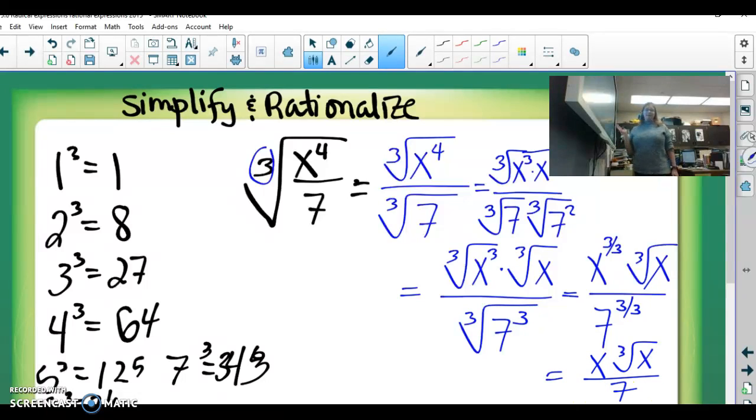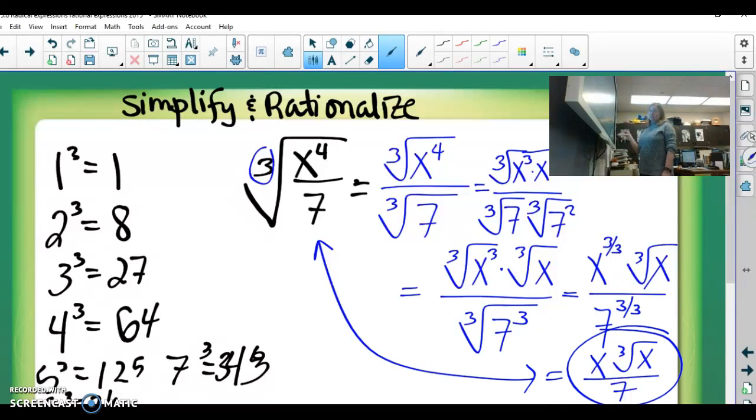Now it might not seem like it's much simpler or that different than the original, but this down here is considered simplified, and it's rationalized because there's no more radical in the denominator.